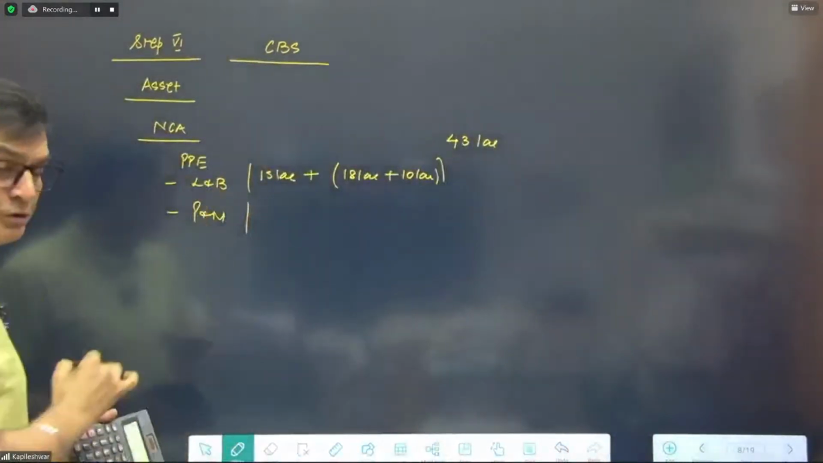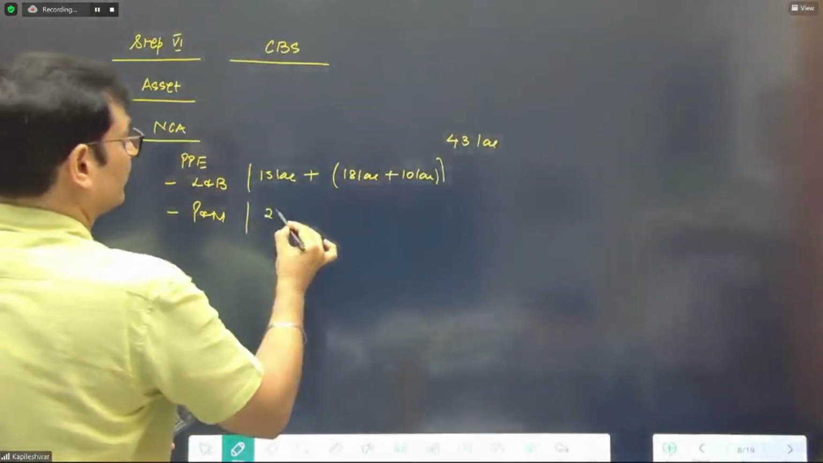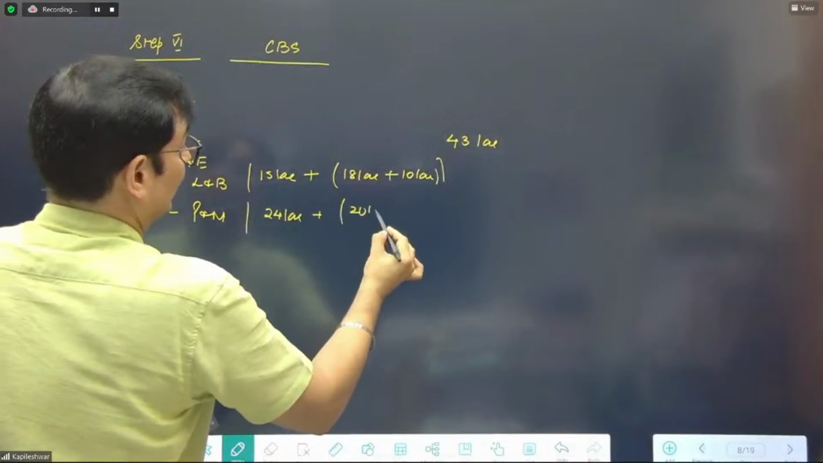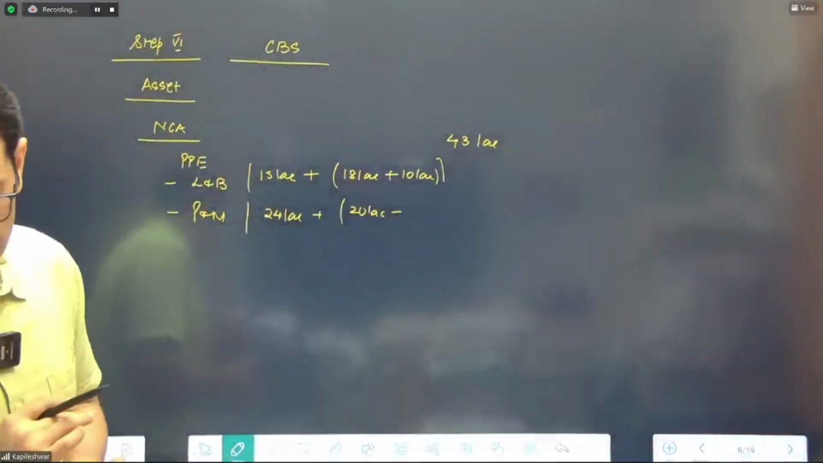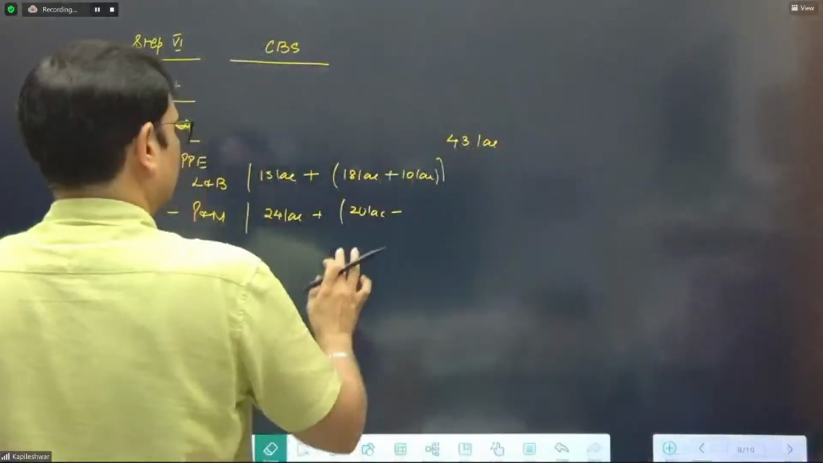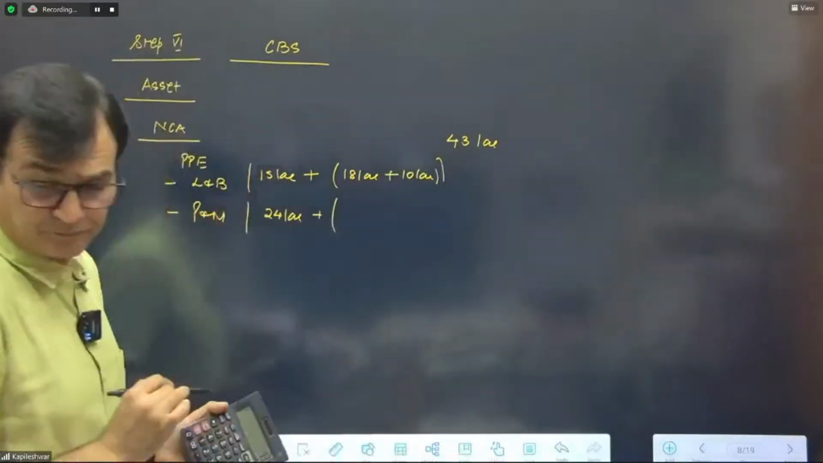Similarly, the plant and machinery for the parent company is appearing at 24 lakhs. For the subsidiary company, we took it at 20 lakhs and there was an additional depreciation. So let's do one thing: let's take the book values and reflect the changes in the fair value.